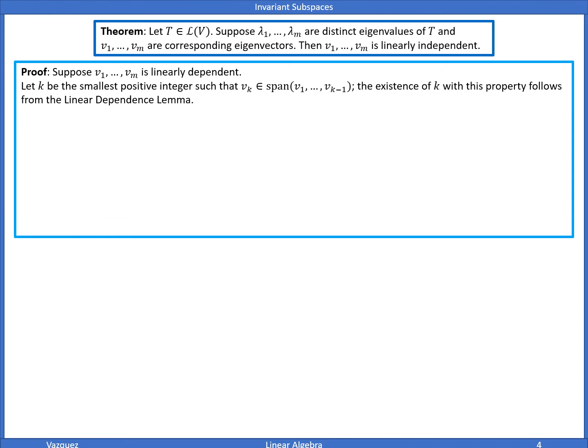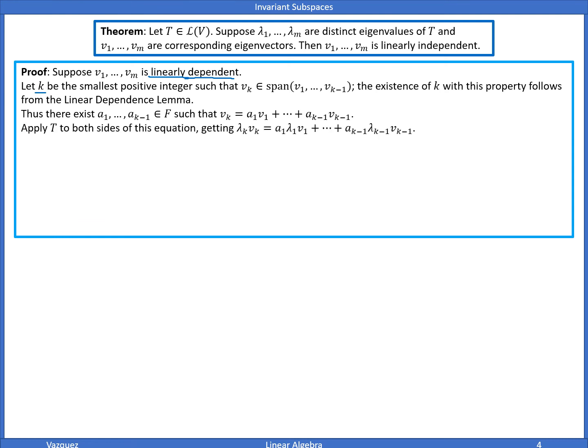Well, we're going to let k be the smallest positive integer such that vk is in the span of all the previous vectors. And we know this is possible because they're linearly dependent. Because of the linear dependence lemma, we can get a vector that's in the span of the others. So there exist scalars a1 to a sub k minus 1, such that vk is a linear combination of all the previous vectors, again, because it's in the span of those vectors.